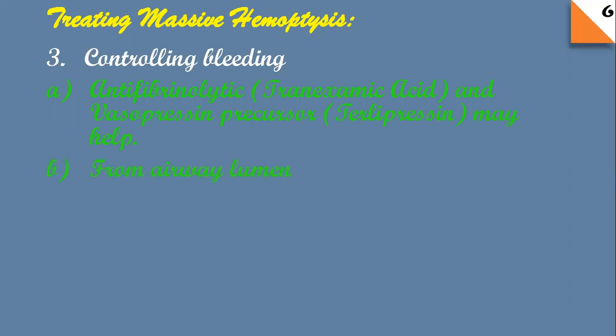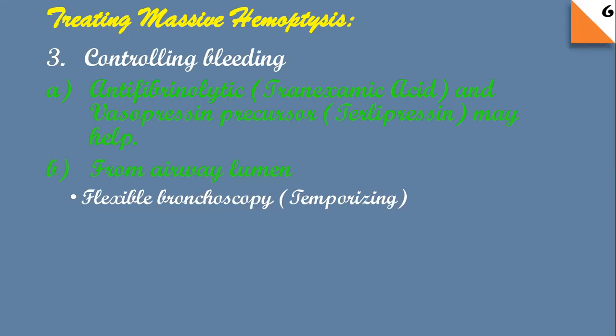Whereas on surgical pathway or surgical management, we have three ways through which we can perform a treatment of the massive hemoptysis or controlling of bleeding. So the first one would be from the airway lumen. From airway lumen, we can perform flexible bronchoscopy, but it is only a temporary method because through it we can only suction the clot and insert balloon catheter, which will stop the bleeding for the certain time being till we have the balloon catheter on.